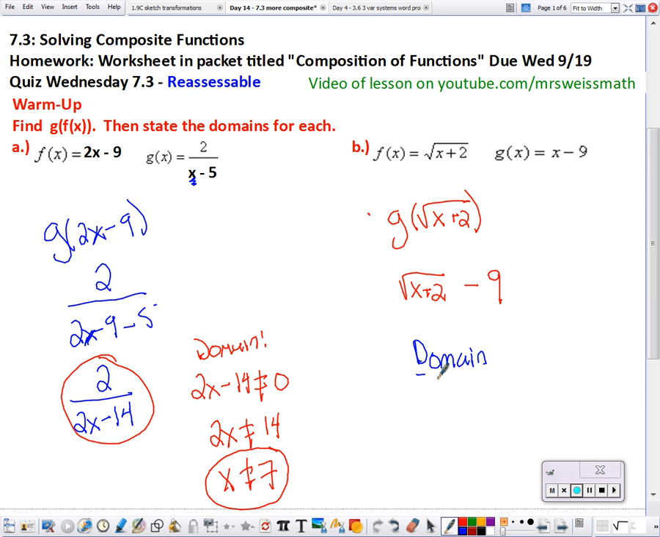For the domain, are there any restrictions for the inner function? Yes, it's a square root. We can only square root 0 or positive numbers. So x plus 2 needs to be greater than or equal to 0, which means x needs to be greater than or equal to negative 2 for your domain. Then we have to check, are there any extra restrictions from the composite? There's not. This radical is the same, so our domain is x is greater than or equal to negative 2.